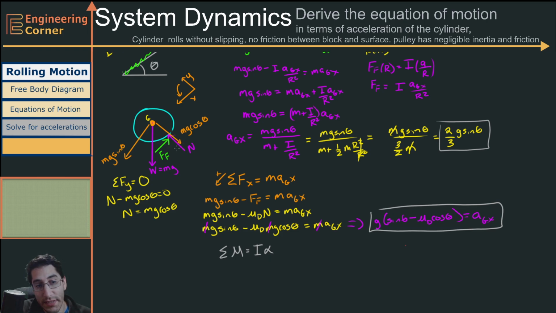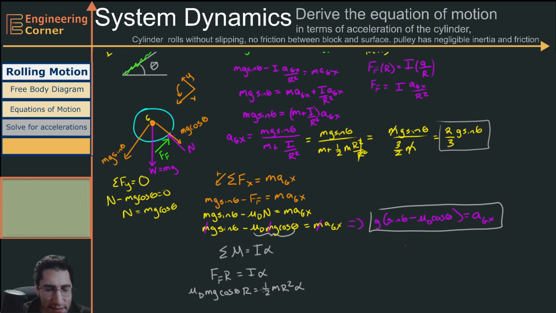So what's the sum of my moments? Well, it's the frictional force times R is equal to I times alpha. We already know what my frictional force is. My frictional force is this right here. So it's mu d mg cosine of theta r is equal to, well, we know what this is. We know that this is my inertia, 1/2 mr squared, times alpha.